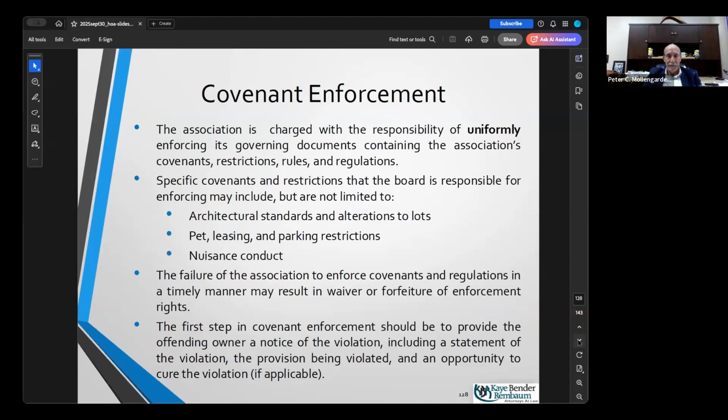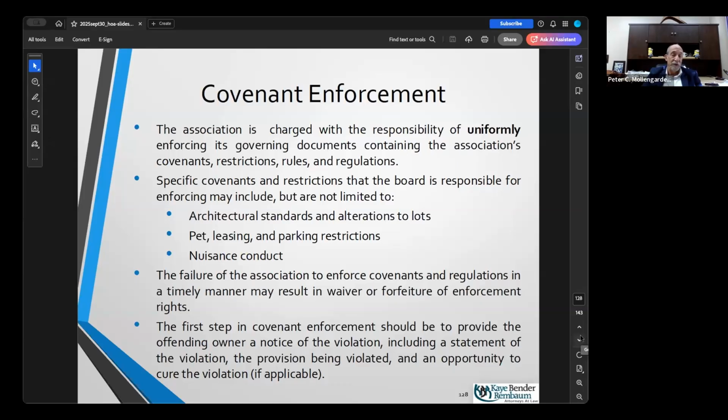Covenant enforcement. You're responsible to uniformly enforce your governing documents. That includes your covenants, restrictions, and rules. This is anything like architectural standards, pet restrictions, leasing, parking, whatever the restrictions cover, whatever the rules cover. The failure to consistently enforce them means that you'll be subject to selective enforcement or potential waiver of the enforceability of whatever that restriction or rule was that you did not consistently enforce.